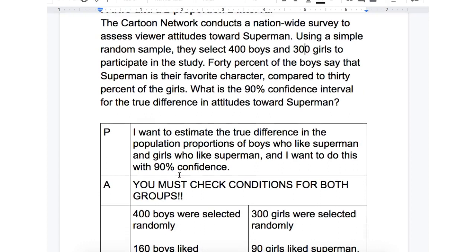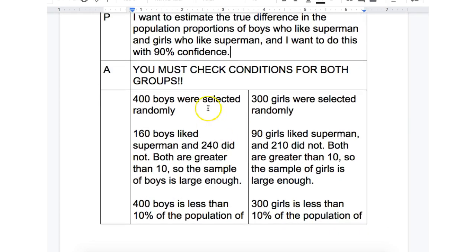So P in PANIC, that's your parameter statement. You're kind of restating the problem. I want to estimate the true difference in the population proportions of boys who like Superman and girls who like Superman. And I want to do this with 90% confidence. So there's your P statement. When you check your conditions, you must check the conditions for both groups. Both groups need to meet the conditions.